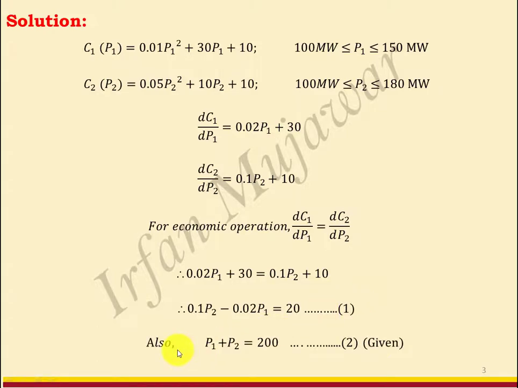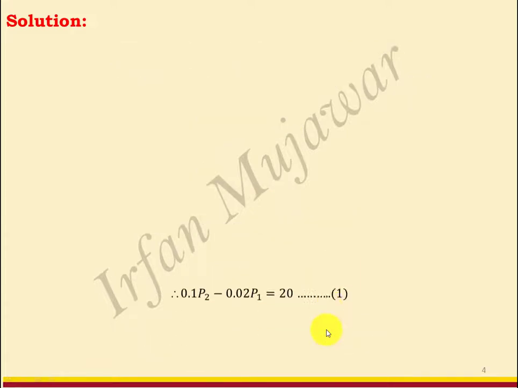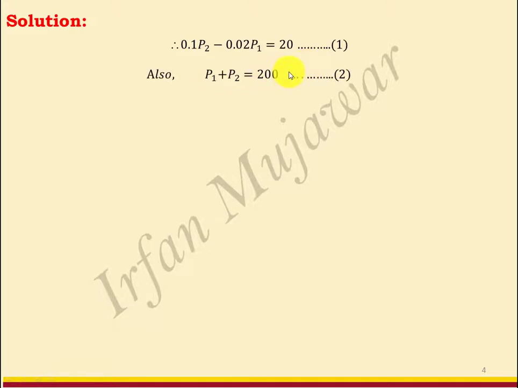The second equation is that the total generation should be 200. So P1 plus P2 equals 200. This is given in the problem itself. So we will solve these two equations. This is equation number 1 and this is equation number 2. If you solve equations 1 and 2, we get P1 as 0 and P2 as 200 megawatt.